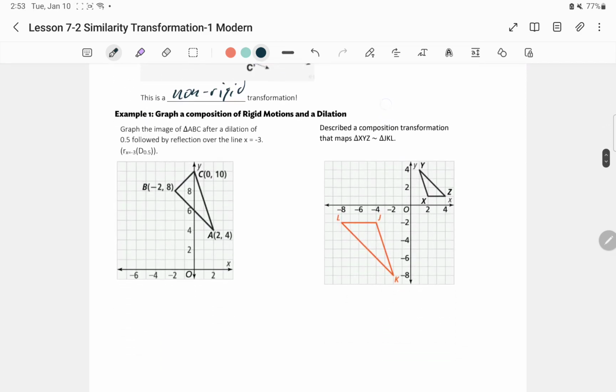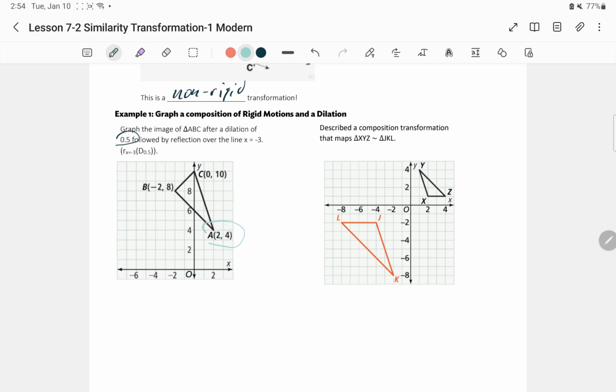All right, moving right along. We have an example here, graphing a composition of rigid motions and dilations. In the example on the left, they're asking us to graph the image of ABC after a dilation of 0.5, followed by a reflection over the line x equals -3. So we'll start with this dilation of 0.5. Another way of thinking of that is that we are going to get half as big. So we're either multiplying by 0.5 or dividing by 2. They did not mention a center of dilation, so we will assume the center of dilation is at the origin.